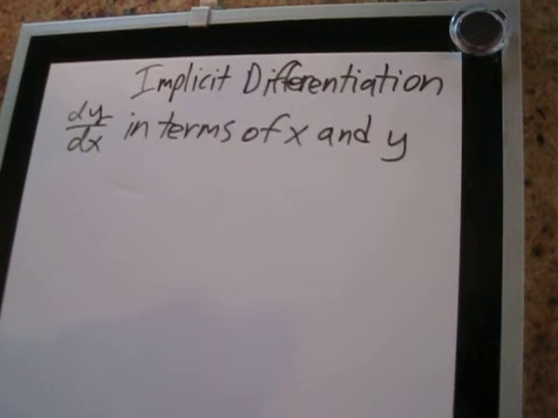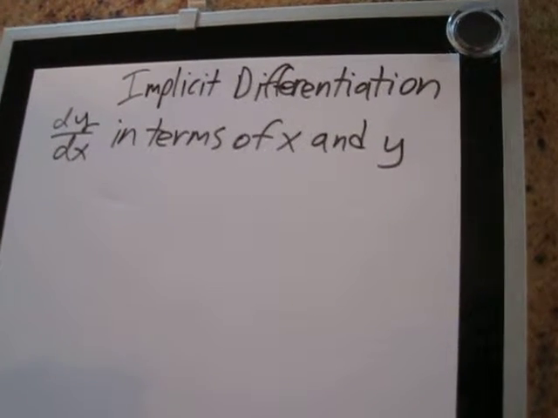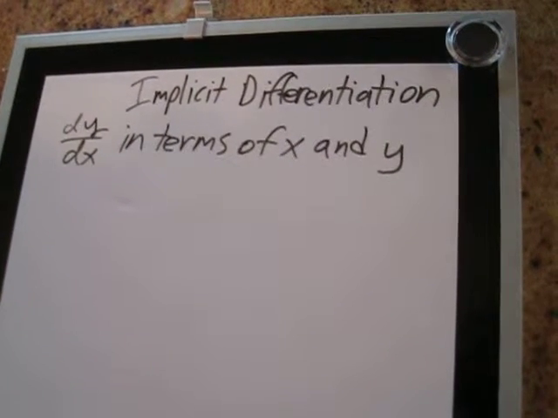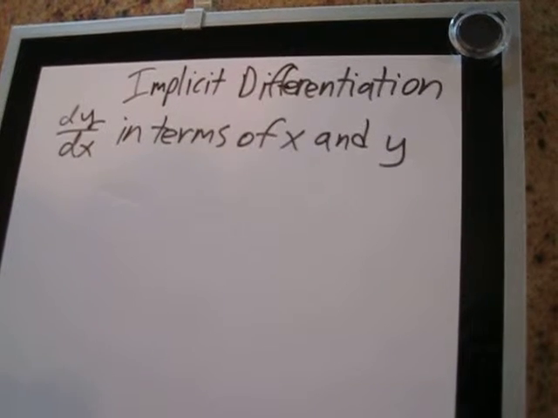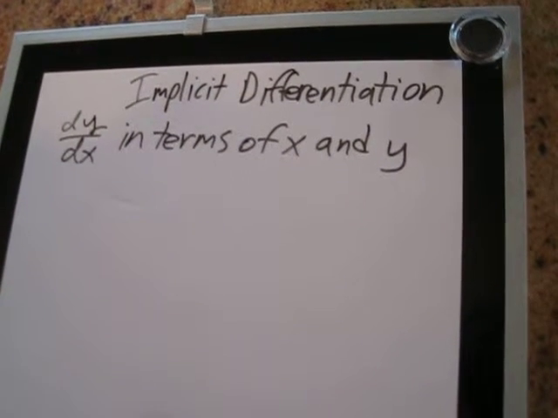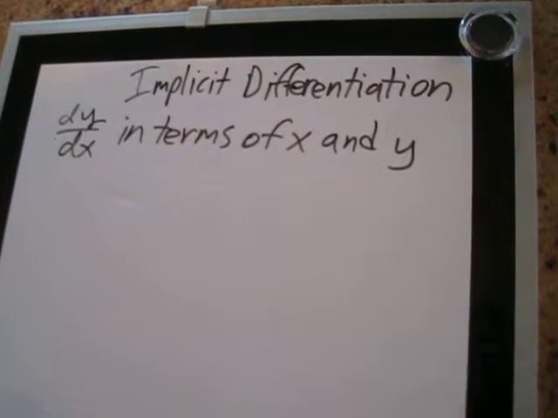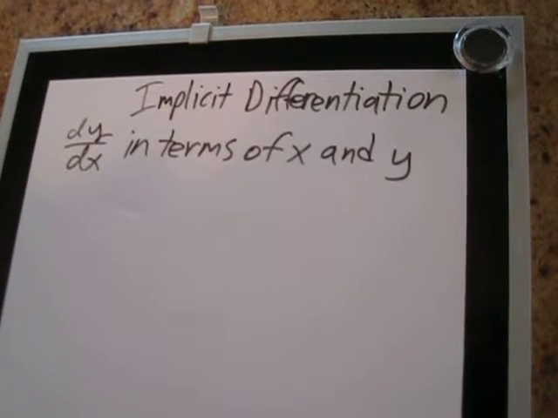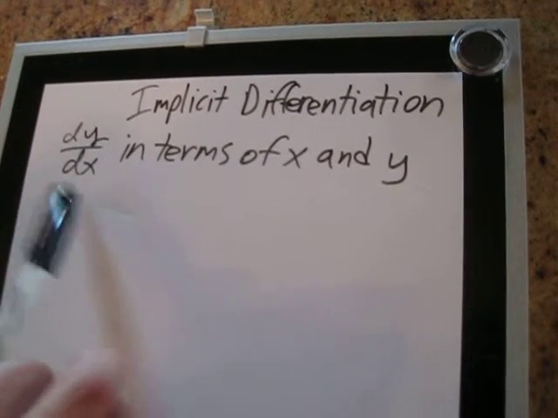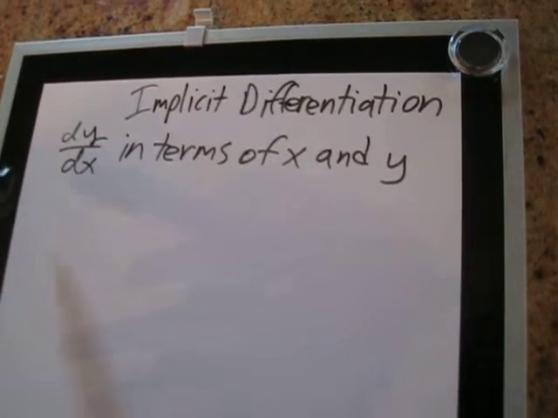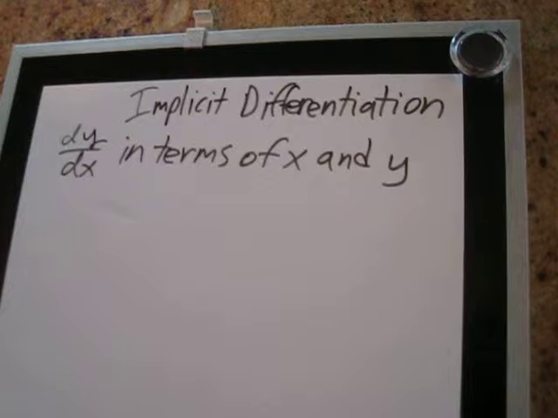Now, in order to use implicit differentiation, you must know the chain rule. And the reason that you must know the chain rule is because since y is implicitly defined, you must multiply the derivatives of terms containing a y by dy dx, which is the derivative of y with respect to x.